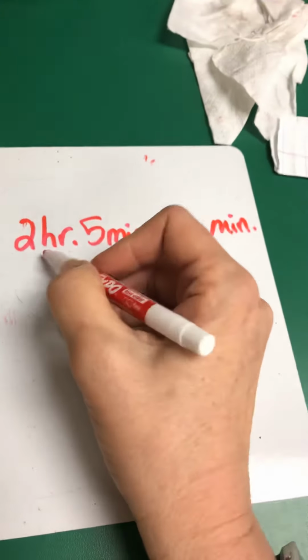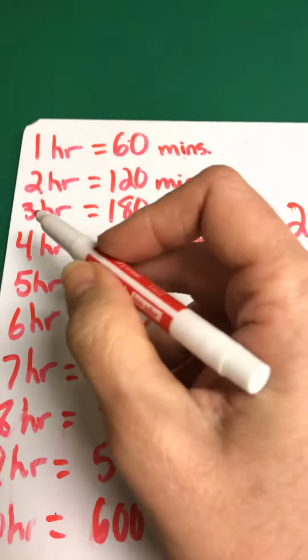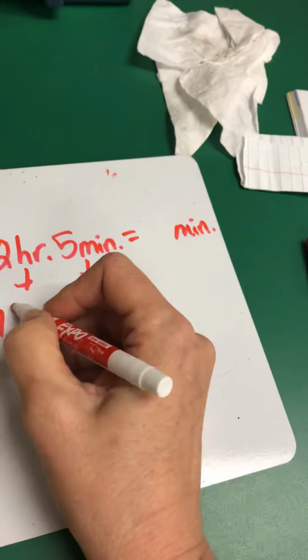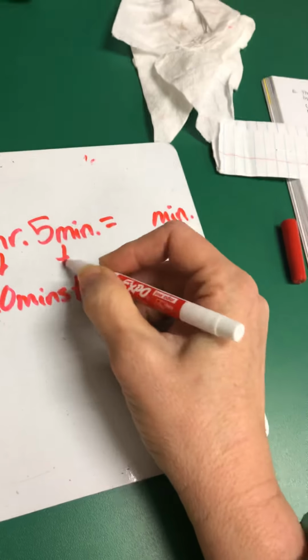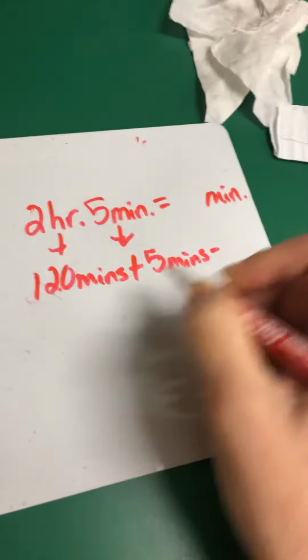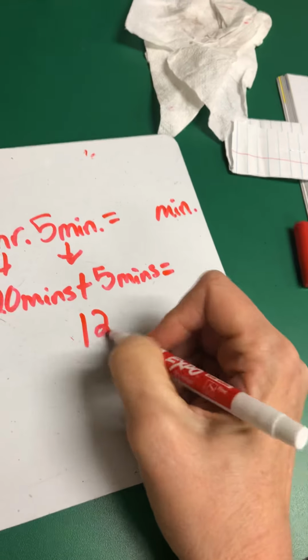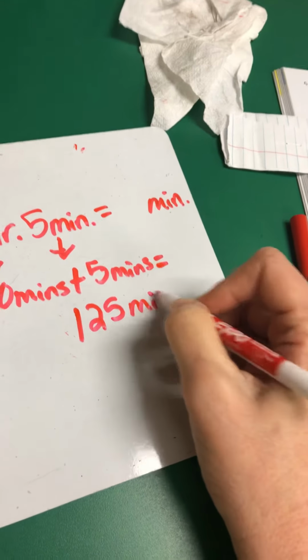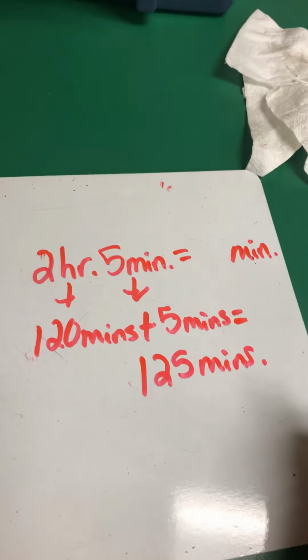But I'm going to say, I got to convert my 2 hours into minutes. So I'm going to come over here, 2 hours, 120 minutes, plus, I already have my 5 minutes. So 120 plus my 5 would equal 125 minutes. Does that make sense? Good.